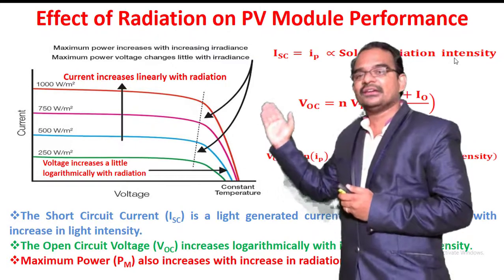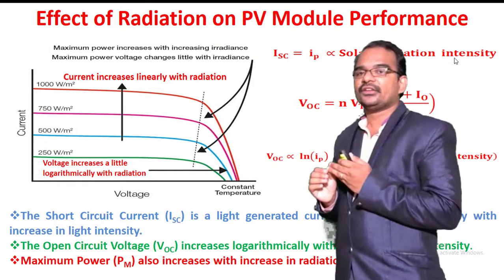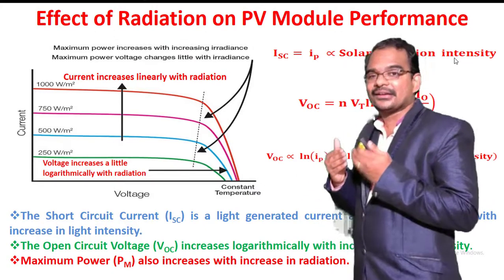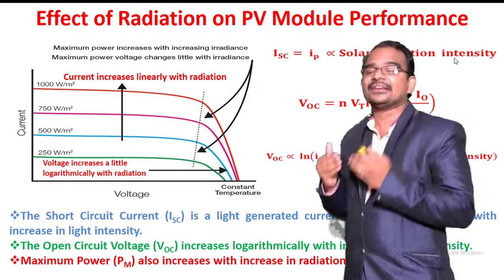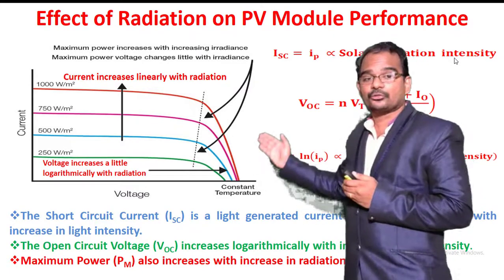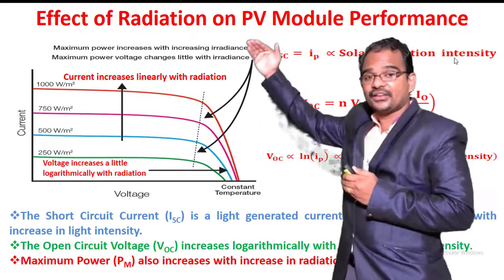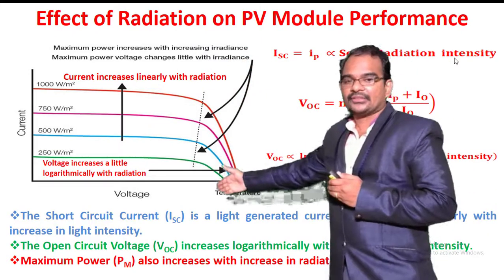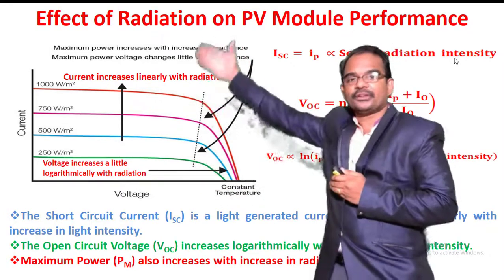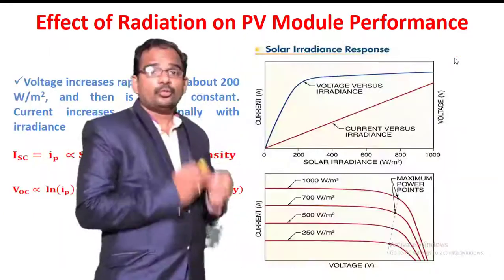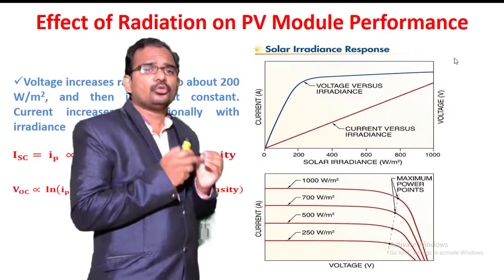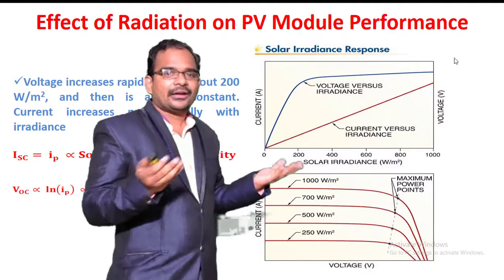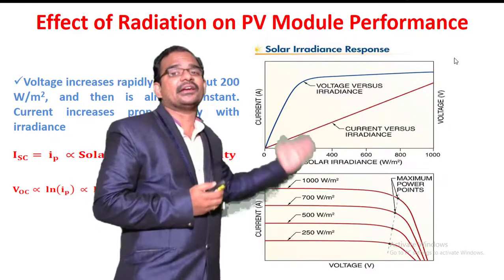That is, the short circuit current is a light generated current and increases linearly with increase in solar radiation intensity. The open circuit voltage increases logarithmically with increase in solar radiation intensity, and maximum power also increases with increase in solar radiation intensity. You can see that dotted line. As the radiation is increasing, the maximum power point is also increasing. The voltage increases rapidly up to 200 watt per meter square, and then is almost constant.